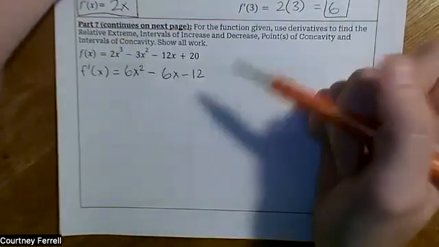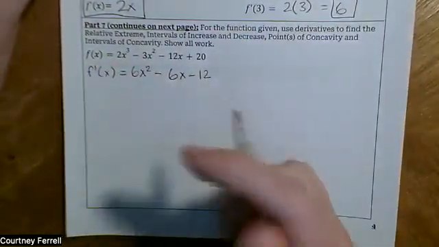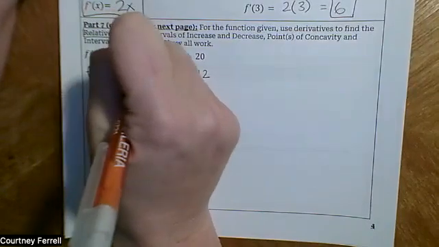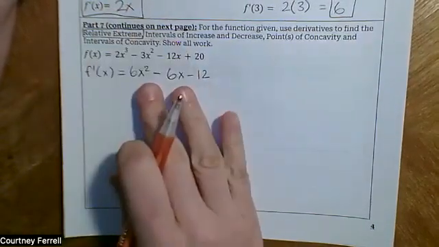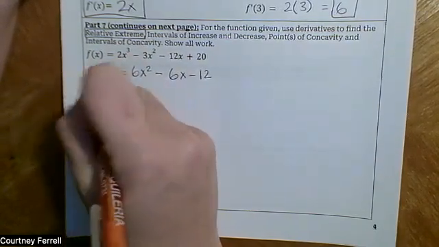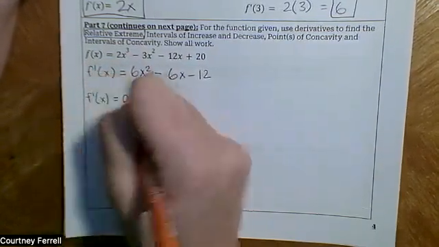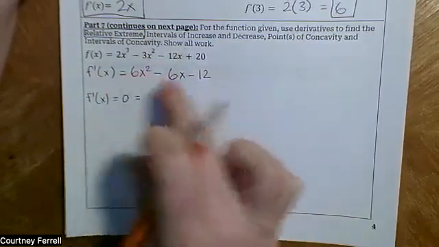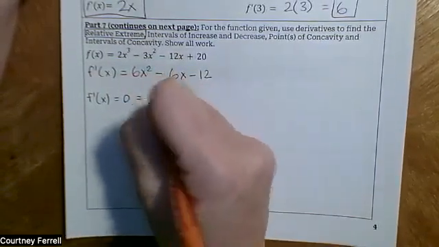Now we know that in order to figure out where the relative extrema are, in other words, the max and min, we need to set this derivative equal to 0. I'm going to factor. I see a 6 goes into all 3 of these things.